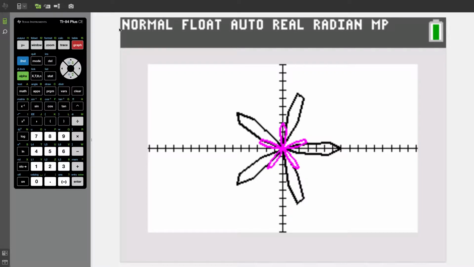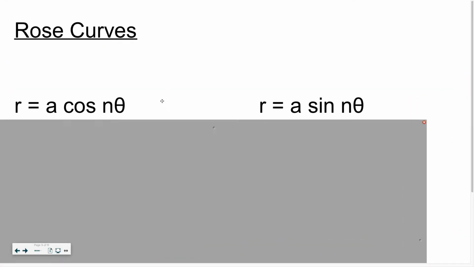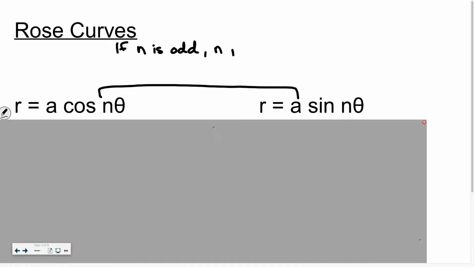Do you also notice how in each of the rose curves the petals are evenly spaced around? So there's rotational symmetry in your rose curves. So let's talk about these rose curves, things that they have in common. This goes for both of them. If n is odd, there are n petals. If n is even, there are 2n petals.